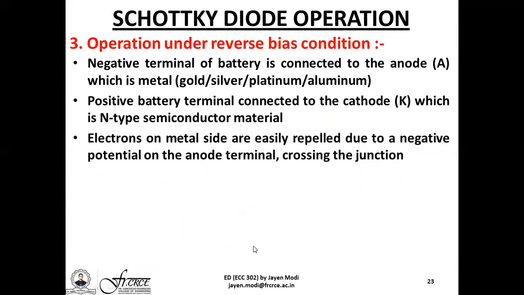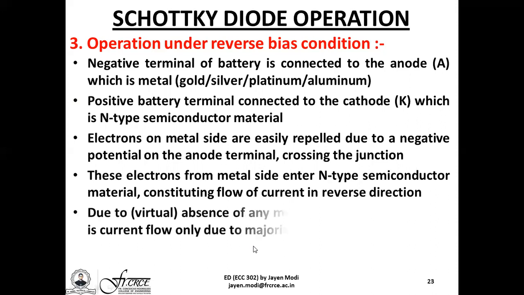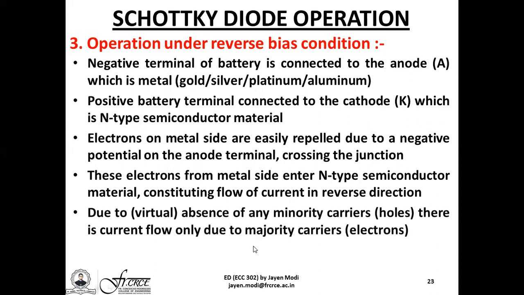The electrons on the metal side are easily repelled due to the negative potential on the anode terminal, thereby crossing the junction. These electrons from the metal side enter the n-type semiconductor material, constituting the flow of current in the reverse direction as well. This is due to the virtual absence of any minority carriers or holes. Hence, the current is flowing only due to the majority carriers. No current flows due to the recombination process because there are virtually no holes present in the Schottky diode.